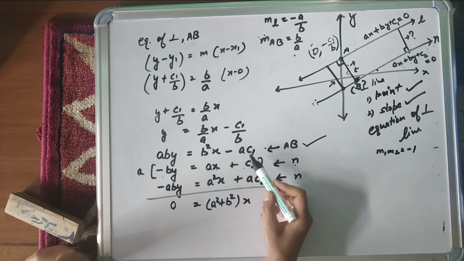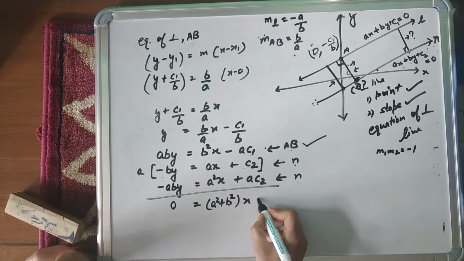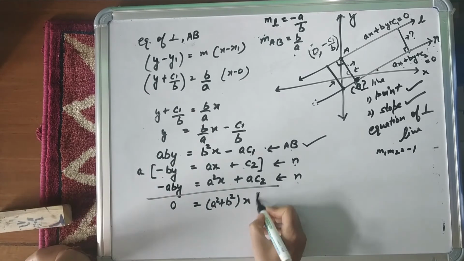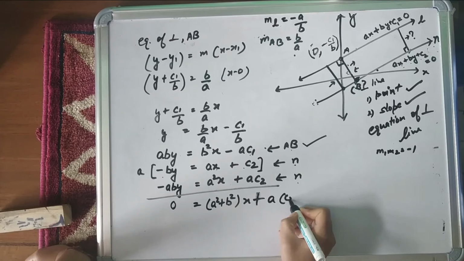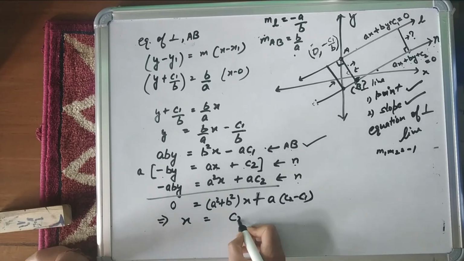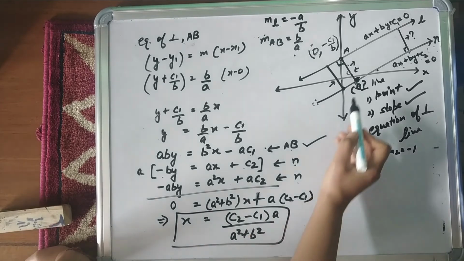That means x times a square plus b square equals a c1 and a c2, and here's the negative sign, so I can put a plus sign and then write a times c2 minus c1. Okay, and this gives me my x value as c2 minus c1 times a over a square plus b square. This is my x coordinate of this point.